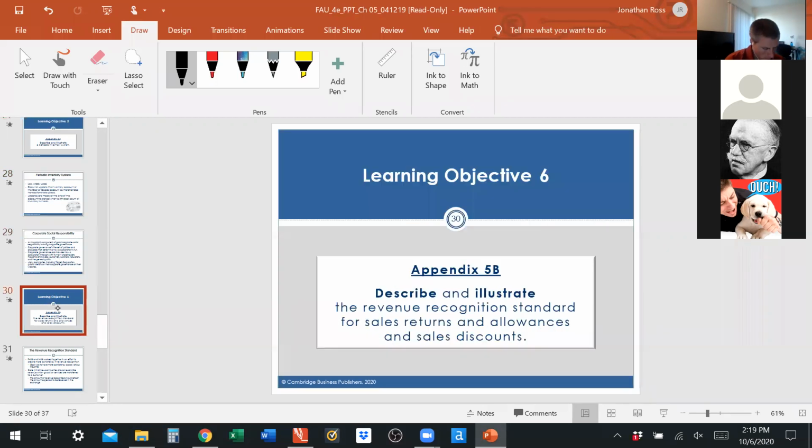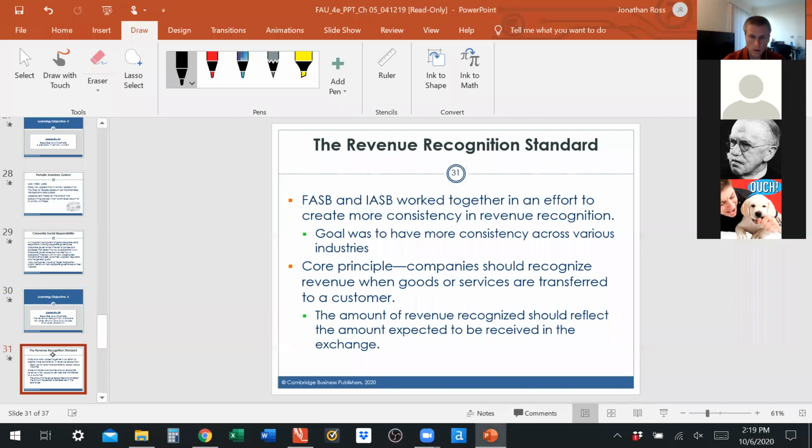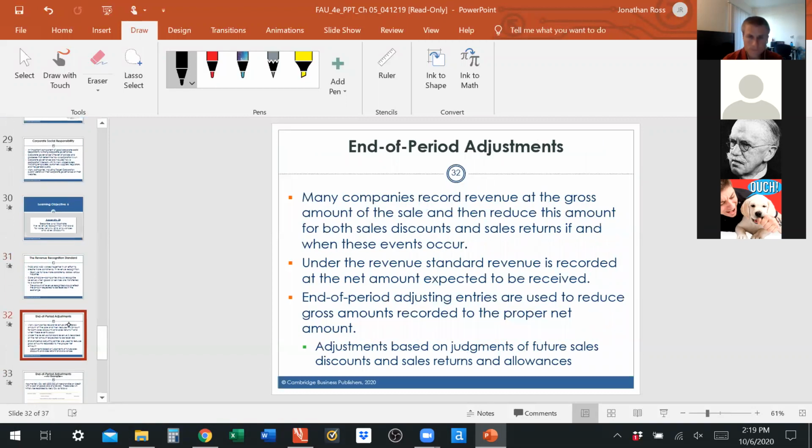Corporate social responsibility. Oh, appendix, there's an appendix 5B. Let's look through this. Let's see if you need to know this. I'm not sure if you do or not. You don't have to know this for the exam.